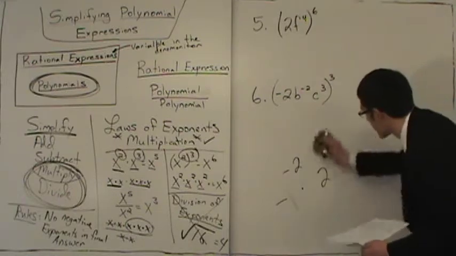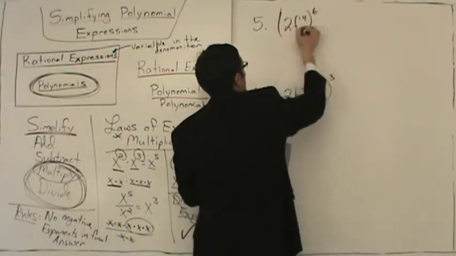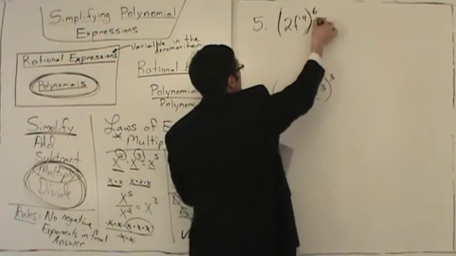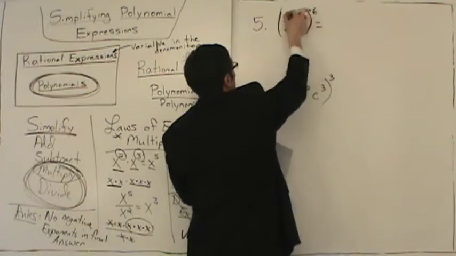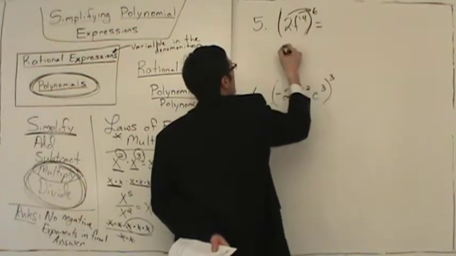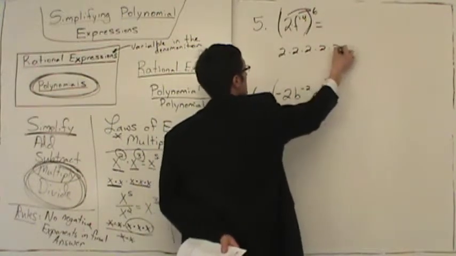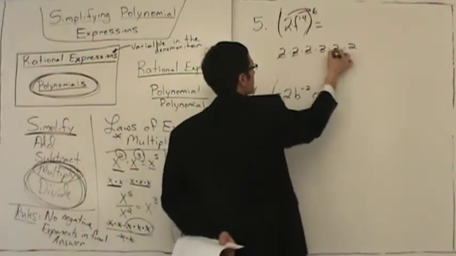Now, looking at the problem given, are there parentheses? Yes, there are parentheses. So does the 6th power affect the 2 and the f to the 4th? Yes, it does. So we take the 6th power of both. Remember, the exponents distribute over what? They distribute over multiplication. So we're taking 2 to the 6th, okay, which means what? 2 to the 6th power is 2 times 2 times 2 times 2 times 2 times 2. It is not 12. It is 2 multiplied by itself 6 times.